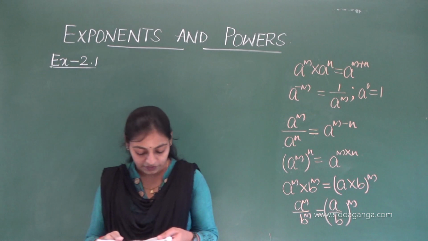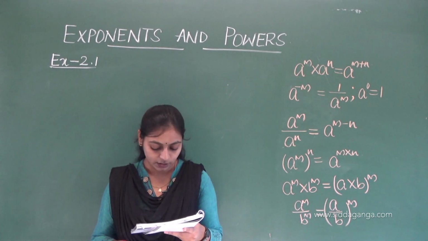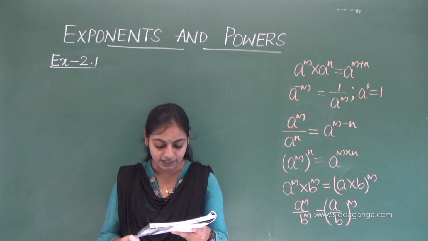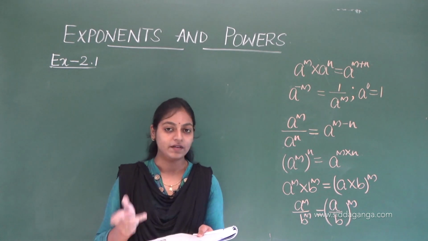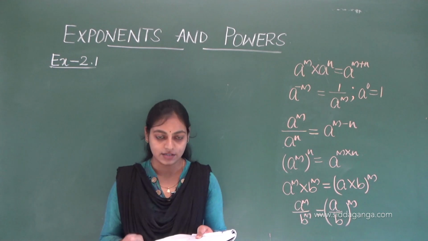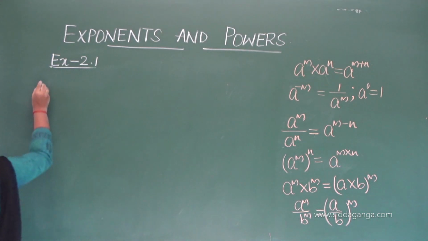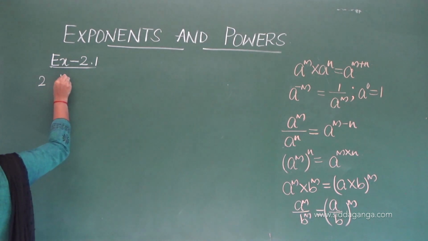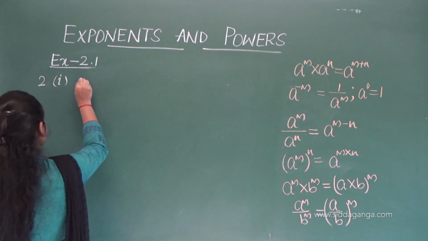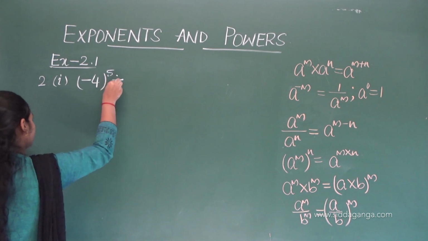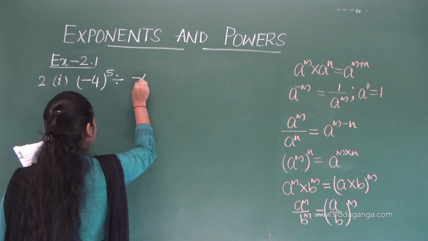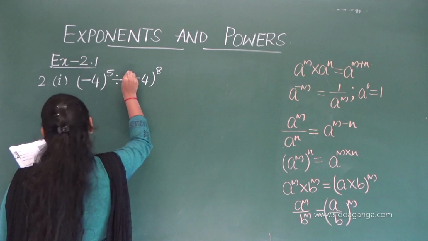Second main: simplify and express the result in power notation with positive exponent. So, after simplifying, the result should be written in power form, and the exponent should be positive. Minus 4 whole raised to the power of 5 divided by minus 4 whole raised to the power of 8.